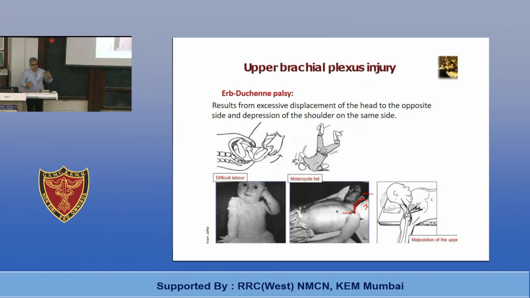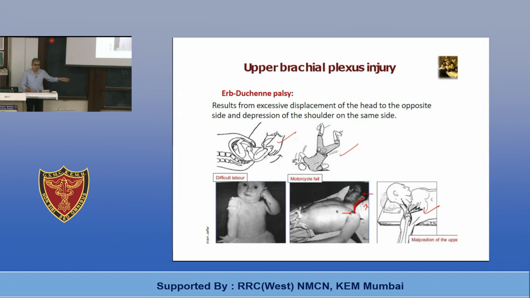Or in surgery, on the surgical table, you press on this side, or fall on the shoulder, or during childhood. So it will stretch the upper trunk. So the upper trunk, Erb's point is there. What are the components? Two nerve roots will come into the upper trunk. What are the two? C5, C6.